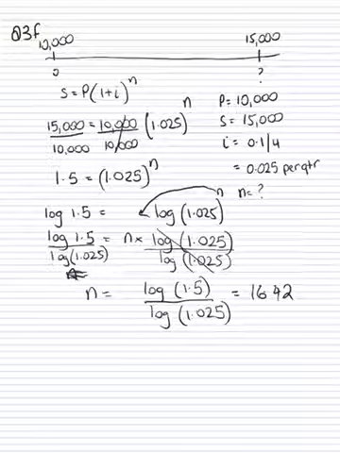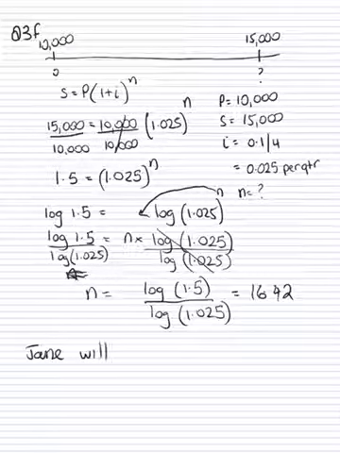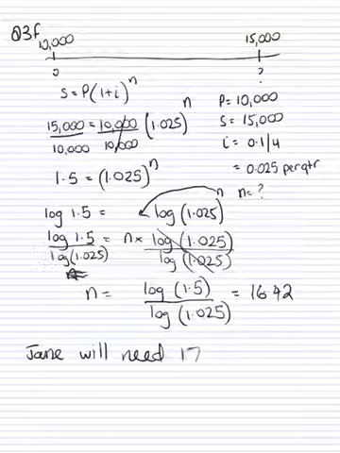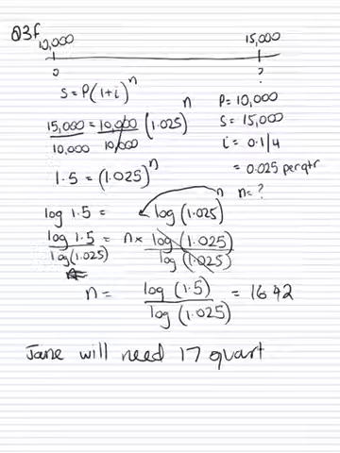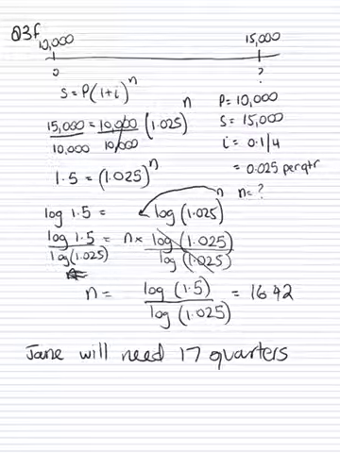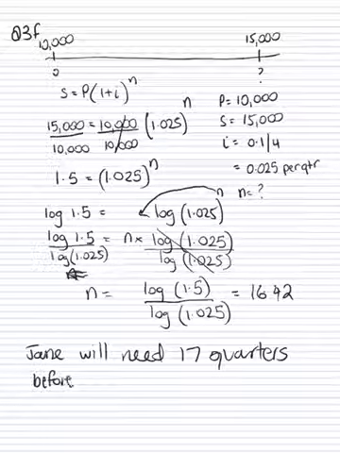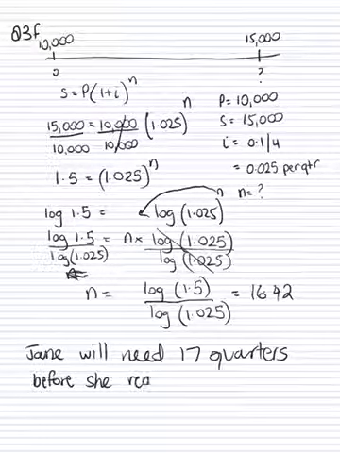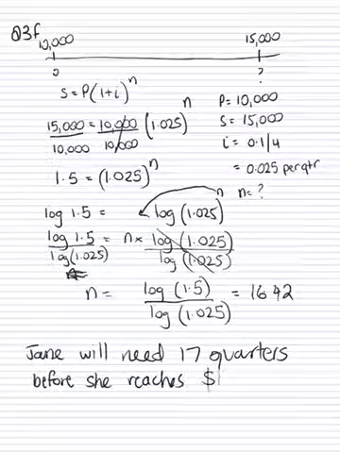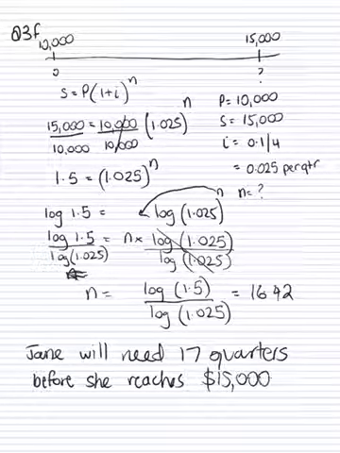So how long will it take Jane to accumulate $15,000? Well, the answer is not 16.42 quarters. The actual answer is that Jane will need 17 quarters before she reaches the $15,000 that she needs to buy a new car.